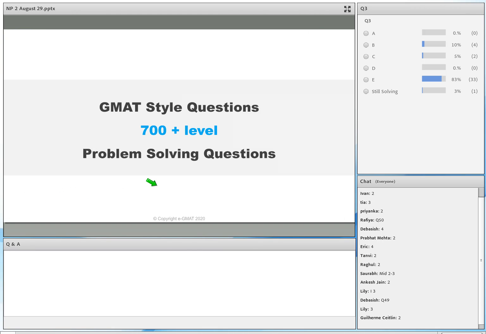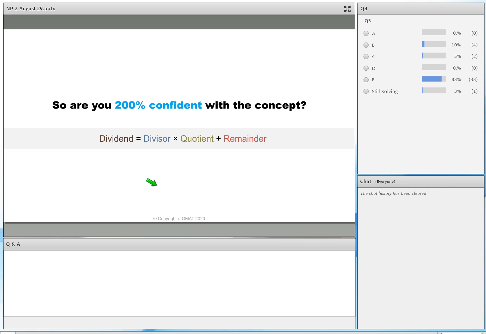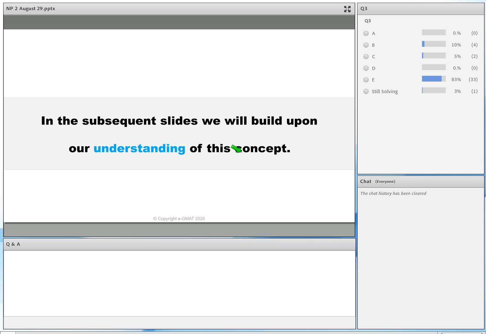With all of this now, everybody, I hope that this gave you a small break between questions and you're all pumped up for the next set of questions. It's going to be problem solving questions where these are going to be 700 plus level. So you have to be absolutely comfortable with this concept that we saw: dividend is equal to divisor times quotient plus remainder. We are going to build slightly more on this understanding now. We're back into the quant side of it, and then we'll do some questions. So a little more of exercise building.